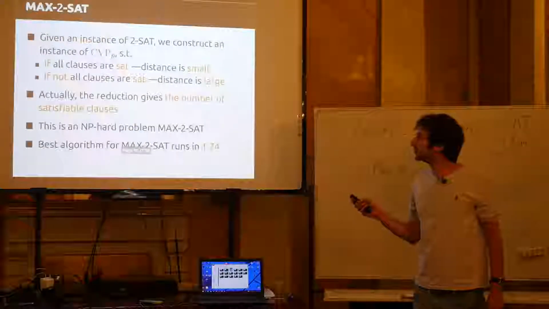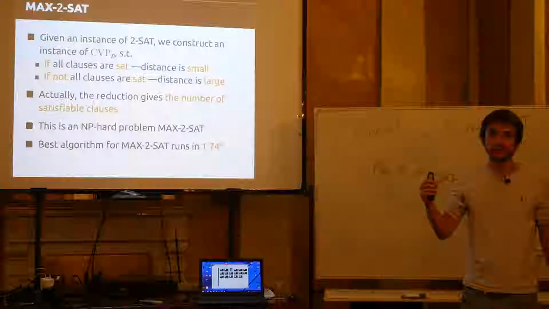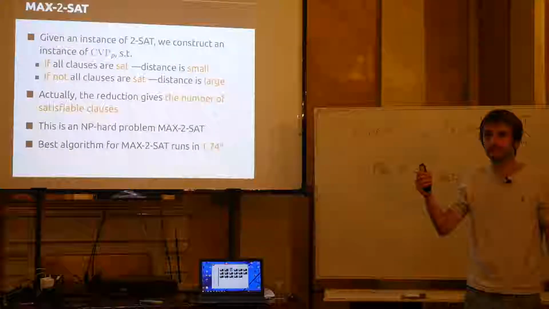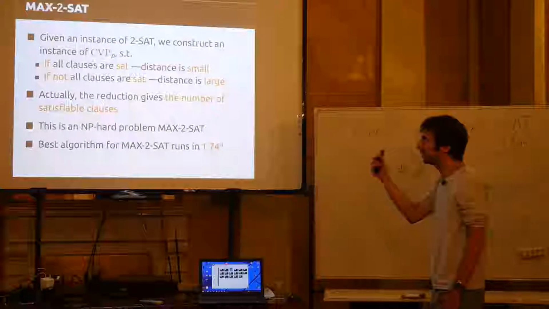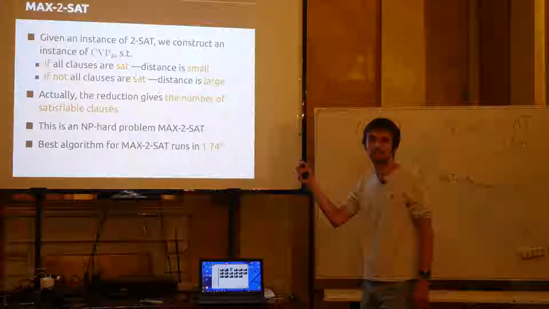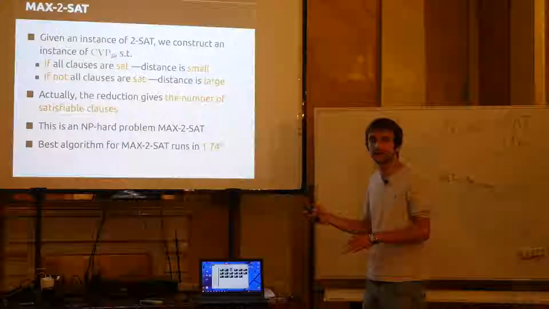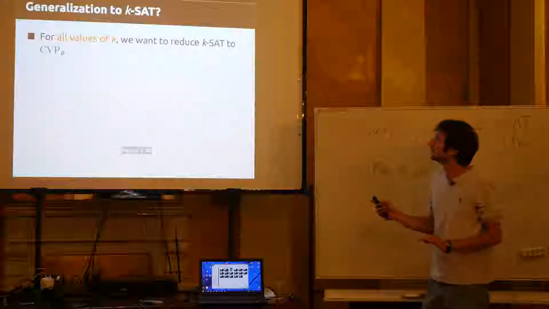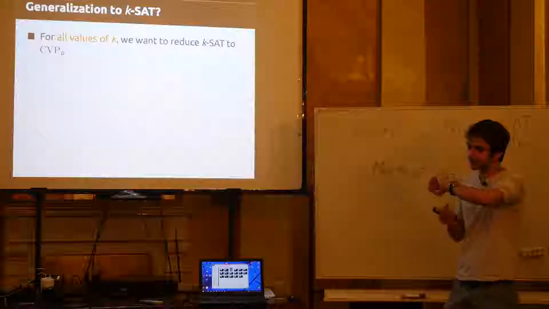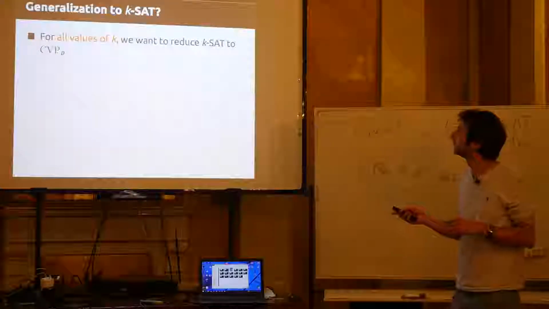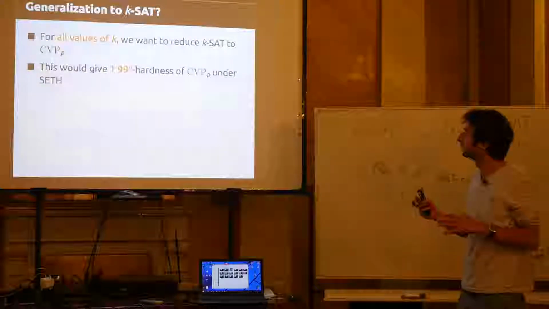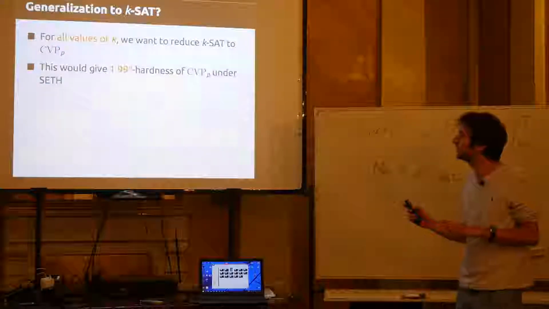Okay, so we've just reduced 2-SAT. To get hardness from SETH, we want to reduce every k-SAT. I want to say that for every k, we can reduce k-SAT to our problem, and then we get SETH hardness. So how do we generalize this reduction to k-SAT? Once we have this, under SETH, we say it's 2^n hard.